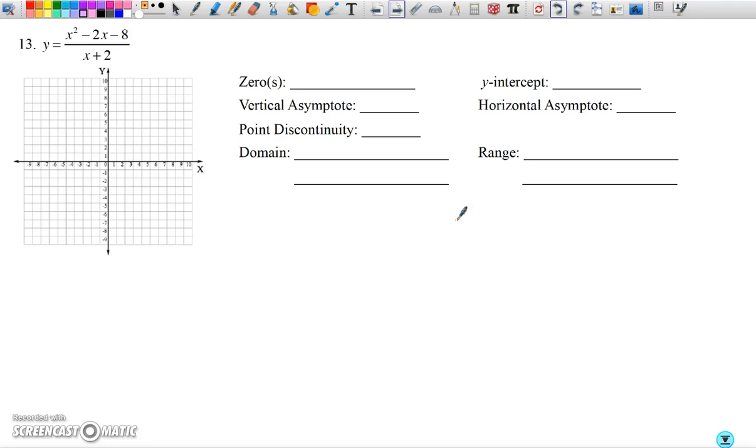So since I ran out of time in that last video, I'm going to go ahead and do 13, and then I will do number 17. All right, so 13, in this case, we do have factoring that we need to do.